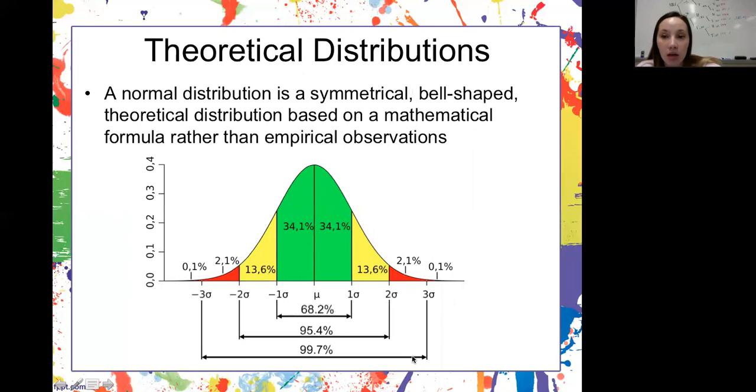So some more characteristics of the normal distribution. It's symmetrical, it's bell-shaped, theoretical, based on math formulas rather than empirical observations. However, your empirical data can also fall on a normal curve, and we actually want that to happen because then we can derive probabilities of our events occurring because there is that overlap between our empirical and theoretical distributions.